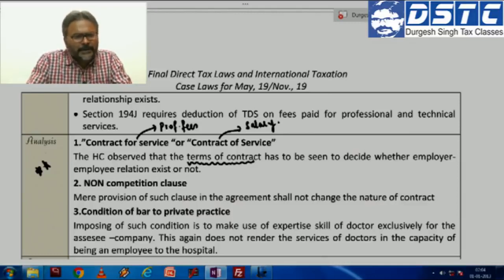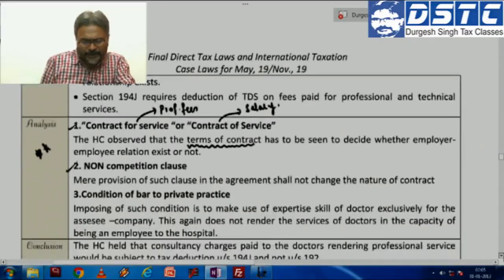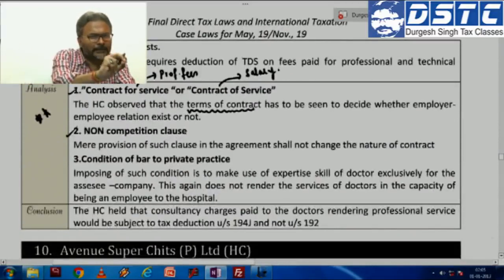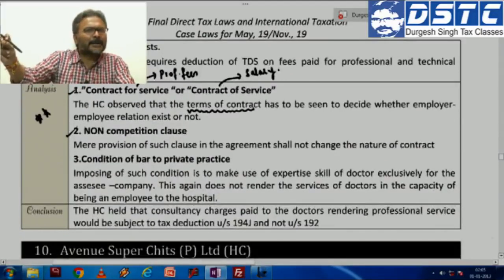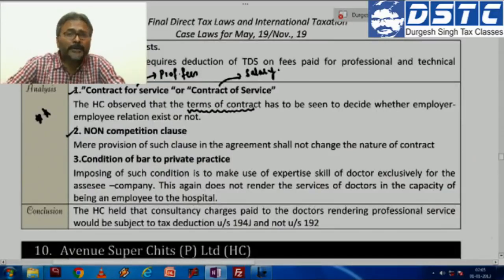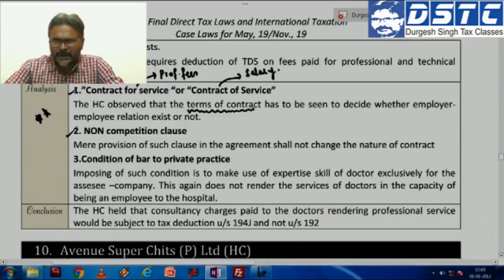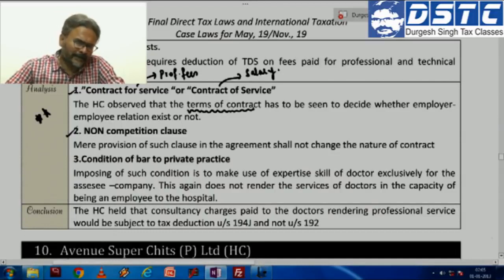Point number 3 is condition of bar to private practice. Again, they are just picking up the terms of the contract, and that's the reason why I told you that the headers are important here, because they are simply picking the terms and suggesting that these are irrelevant to decide that there is an employer and employee relationship. So condition of bar to private practice, what they have to say is, imposing of such a condition is to make use of the expertise and skill of doctors exclusively for the company.